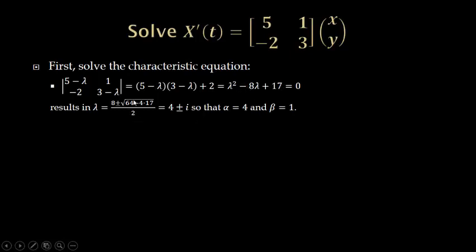So once I use the quadratic formula, I simplify to get 4 plus or minus i. That means that alpha is 4 and beta is 1. So in the formula I just discussed, those will be two of our constants that we will need to use. We now need to find vectors A and B.